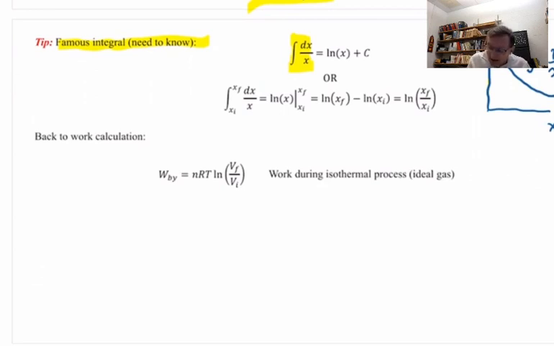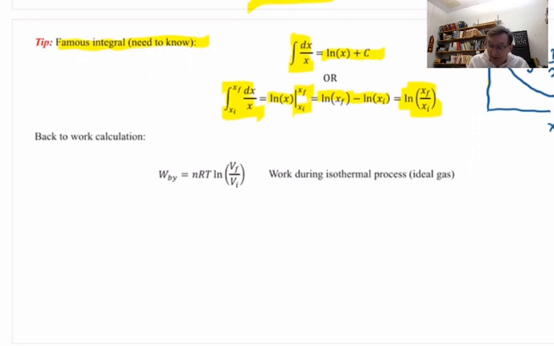The integral of dx over x is the natural logarithm of x plus an arbitrary constant, if it's an indefinite integral. If you do it as a definite integral, the integral from x initial to x final of dx over x, then it's the natural logarithm of x with the limits x initial to x final. So substituting in the limits, that's the log of x final minus the log of x initial. Then remember properties of logs: log of a minus the log of b is the log of a over b. And that's the way the physicist would write it: the log of x final over x initial. That's the integral we need to know.